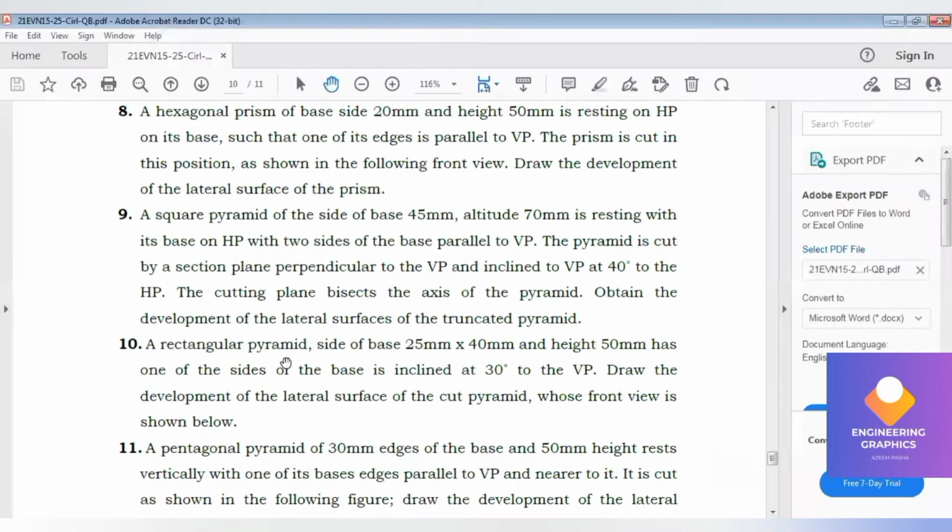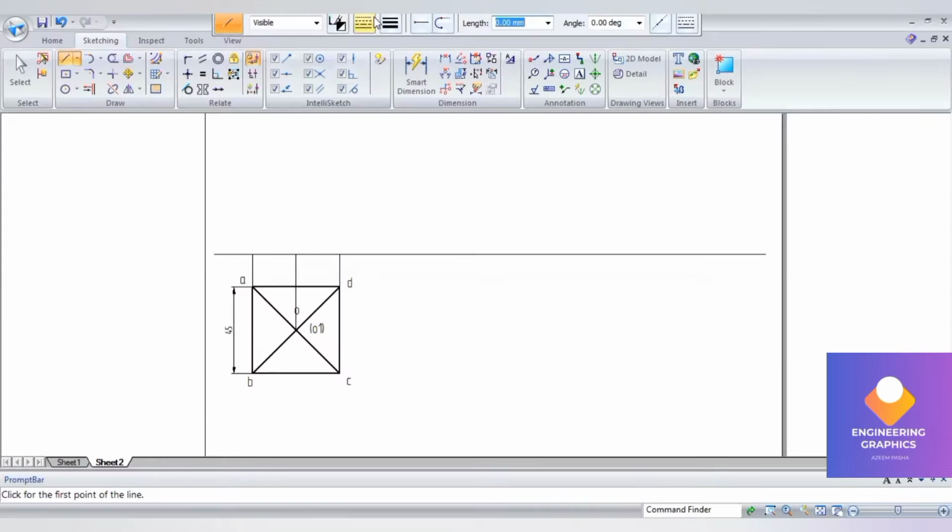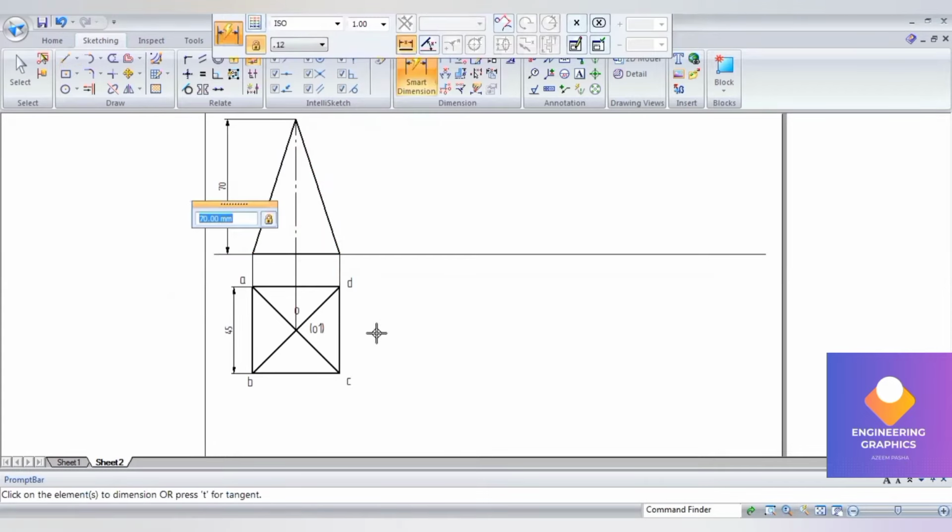Here the axis length we should give, that is 70 mm. Here they mentioned altitude, and altitude also means the height. Give 70. The front view of the pyramid is a triangular face, so we are getting the triangular face here. Show the smart dimension.